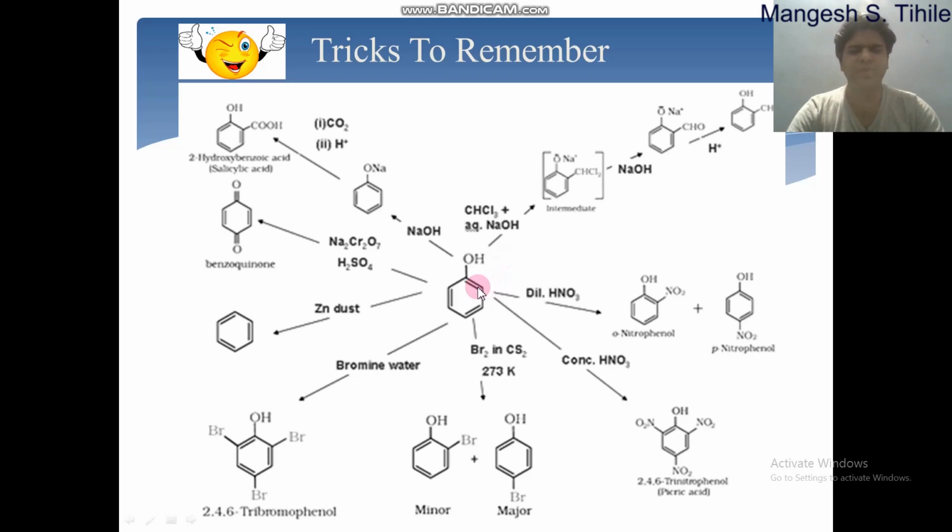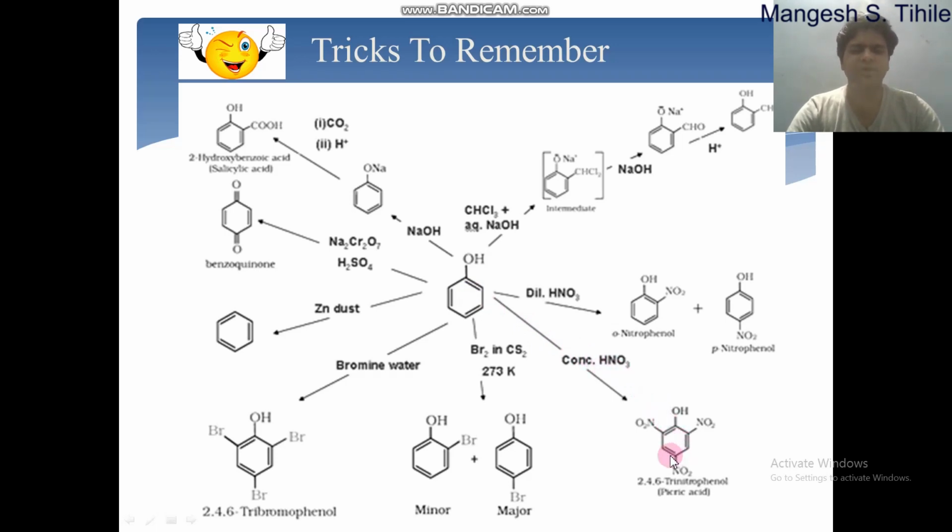So here you people can see the reaction of dilute nitric acid with phenol. It results into the formation of mononitrated product, that is orthonitrophenol and paranitrophenol. Then similarly, when you do the reaction of phenol with concentrated HNO3, it produces the trinitrophenol.